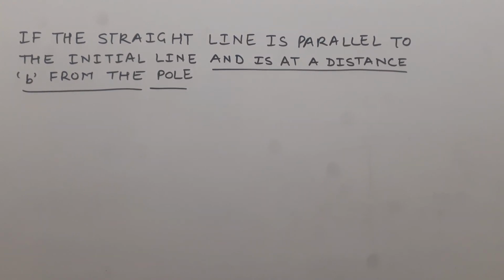Hello friends, now we prove the equation of straight line which is parallel to the initial line and is at a distance small b from the pole.